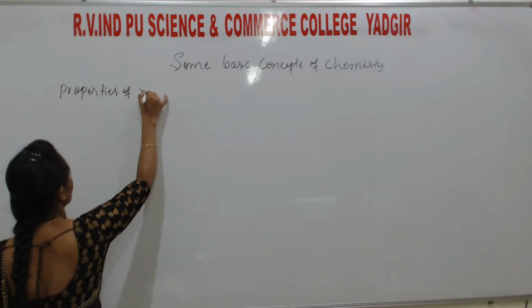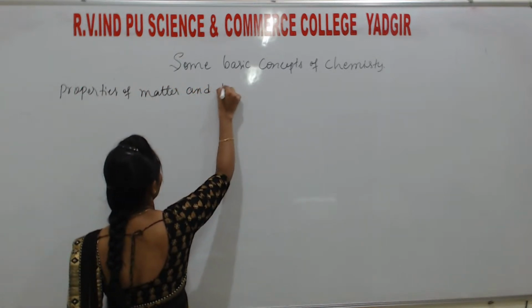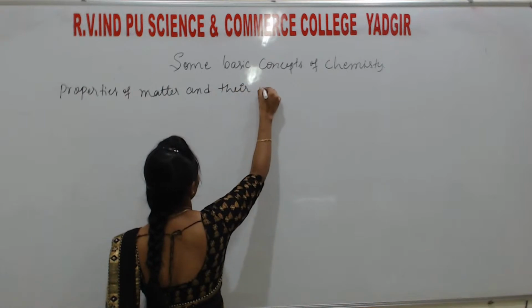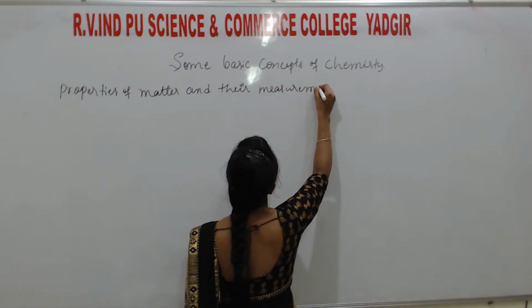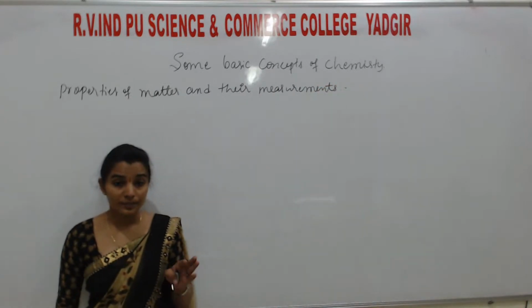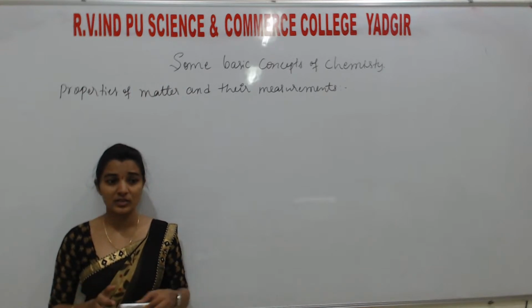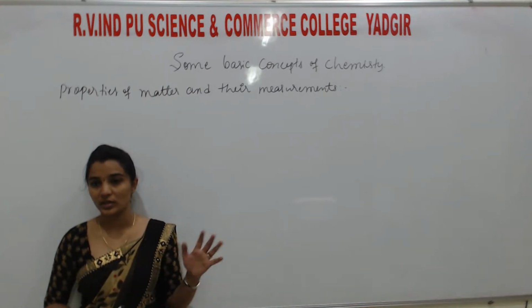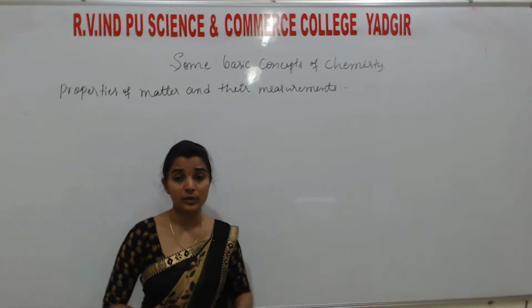Properties of matter and their measurements. So students, in these properties, we are mainly considering the physical properties because we can measure only physical properties, not chemical. Okay? So what are physical properties?